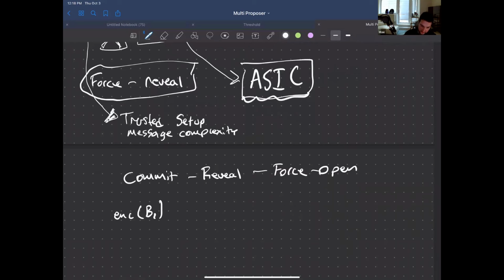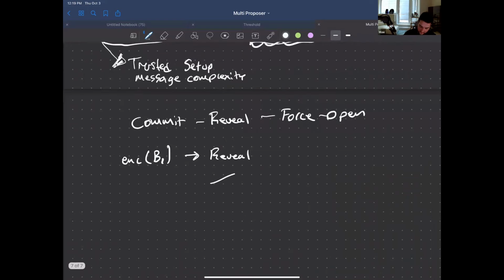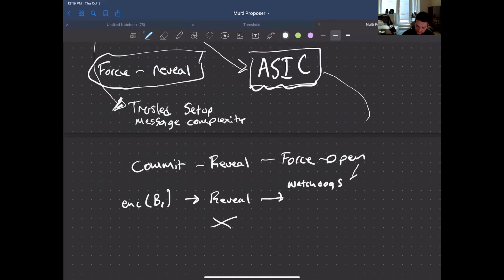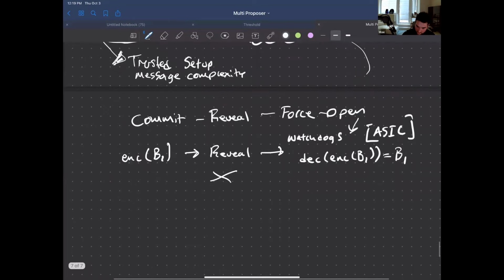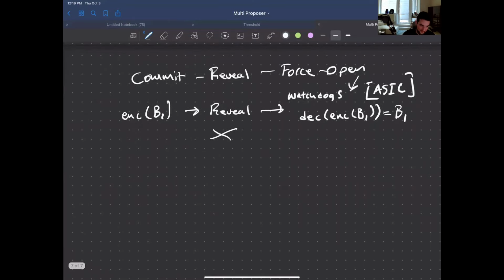And then in the happy path, you'll just reveal it in the next period. But if you don't reveal it for whatever reason, then there are going to be watchdogs in the network who have the ASICs, and they can compute the decryption of your time lock and send it to the network. So now you can't get away with doing a trade that you want to preserve some optionality on by not revealing. Because if you don't reveal, the watchdogs are going to compute what you actually put in with their ASIC, send it to the network, and your block is going to be revealed anyway.